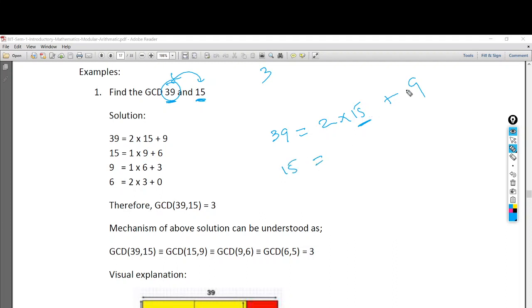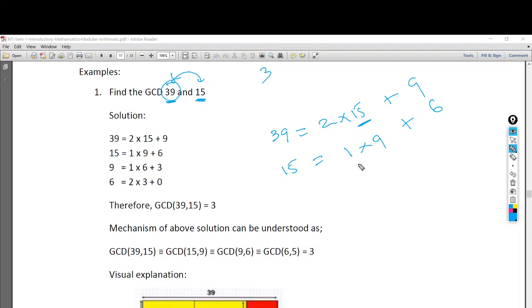Now the multiple must be 9, right? So the multiple must be 9. So how many times do you multiply it by 9 and add something to get 15? Obviously it is 9 into 1, because if it is 9 into 2, it is bigger than 15. You can't subtract, you have to always add. So therefore it is going to be 1. 9 into 1 is 9. Now you have to add 6 more, right?